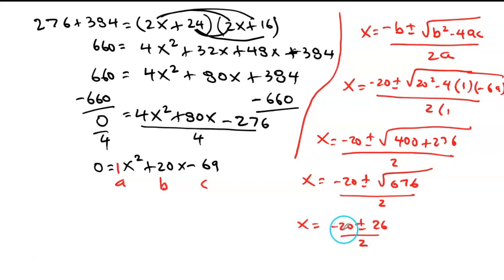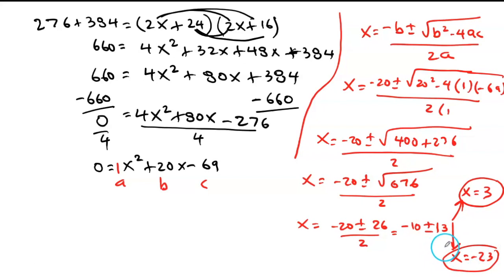Now, because this is an even number I can reduce by 2. 20 divided by 2 is going to give me negative 10, and 26 divided by 2 is going to give me 13. From here, I get my two answers. One with the plus, one with the minus. Negative 10 plus 13 gives me 3. One answer. Negative 10 minus 13 gives me negative 23.